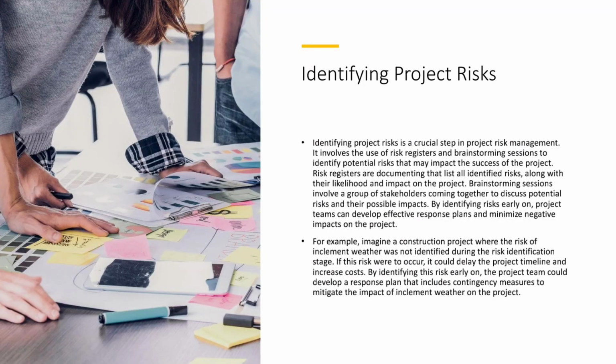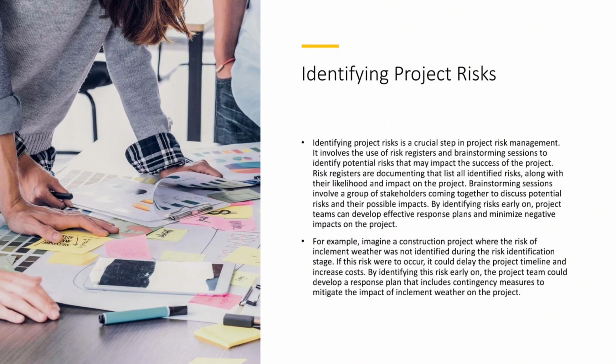Identifying project risks. Identifying project risks is a crucial step in project risk management. It involves the use of risk registers and brainstorming sessions to identify potential risks that may impact the success of the project. Risk registers are documents that list all identified risks, along with their likelihood and impact on the project. Brainstorming sessions involve a group of stakeholders coming together to discuss potential risks and their possible impacts. By identifying risks early on, project teams can develop effective response plans and minimize negative impacts on the project.